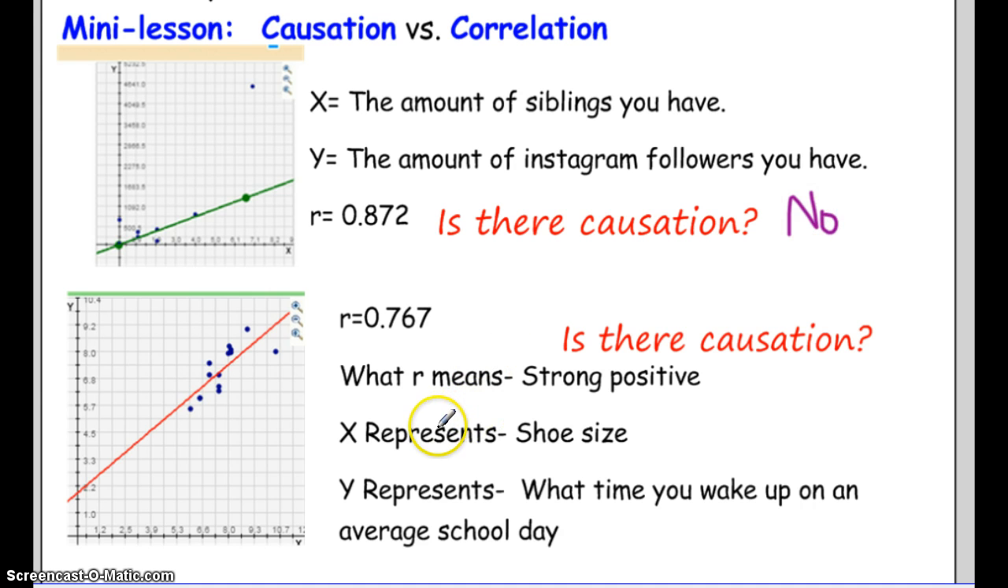What about here? X represents shoe size and Y represents what time you wake up on an average school day. Although these points closely resemble a line, obviously your shoe size does not determine what time you wake up. So no, there is no causation here.